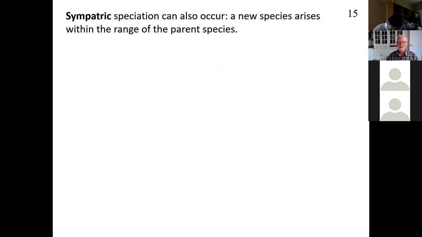Something else that can occur is sympatric speciation, when a new species can arise within the range of the parent species. In other words, if one species splits into two without geographical separation.